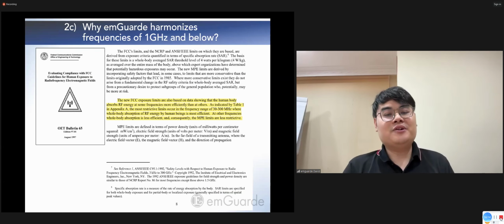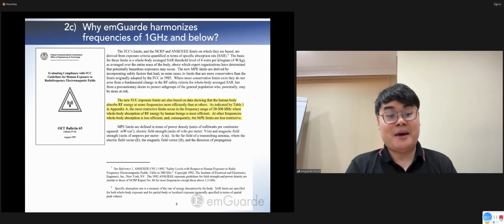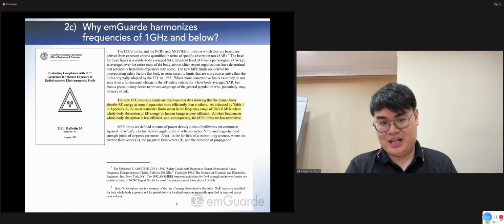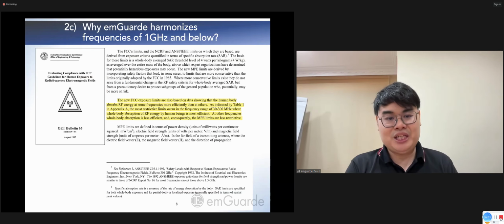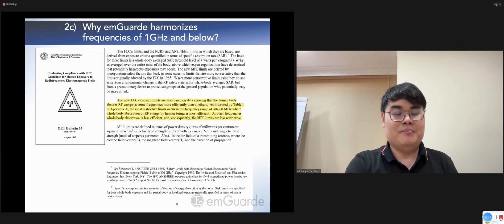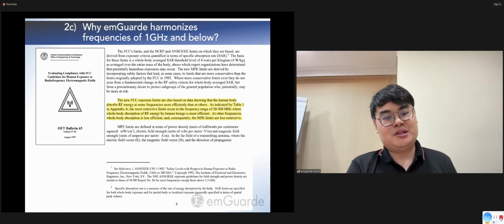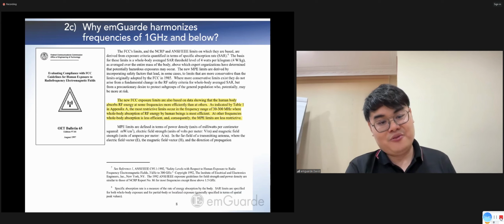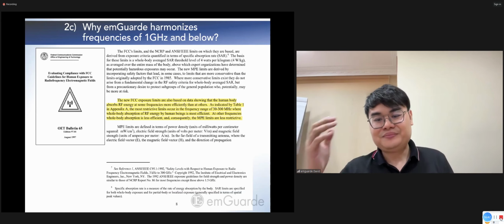Okay, now the first document I'm going to show you is coming from the FCC, which stands for Federal Communication Commission. It's a government body in the US. In this body, they regulate the maximum permissible exposure limits for EMR exposure from the gadgets and all that, okay? We got this from a bulletin titled Guideline for Human Exposure to Radio Frequency Electromagnetic Fields, okay?